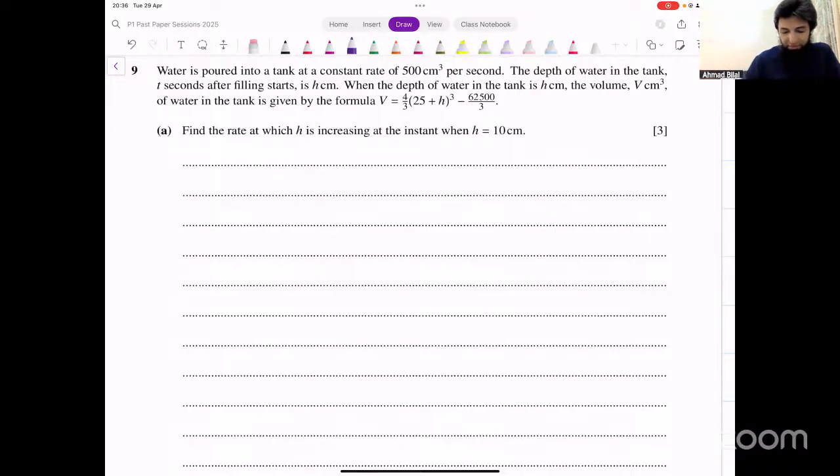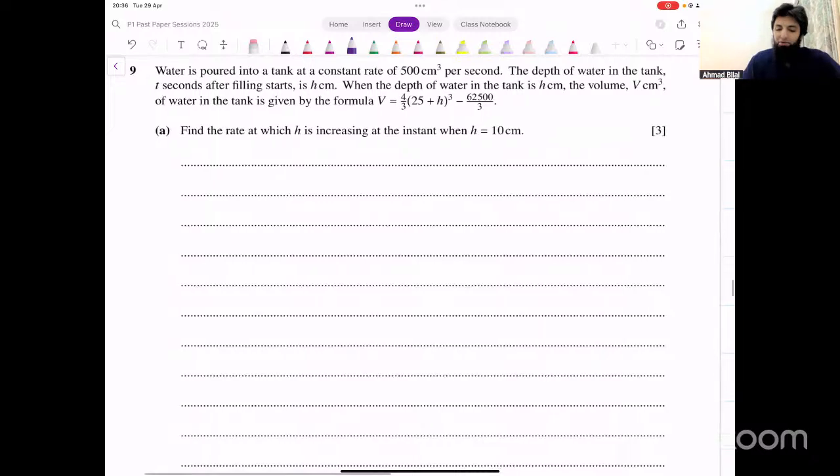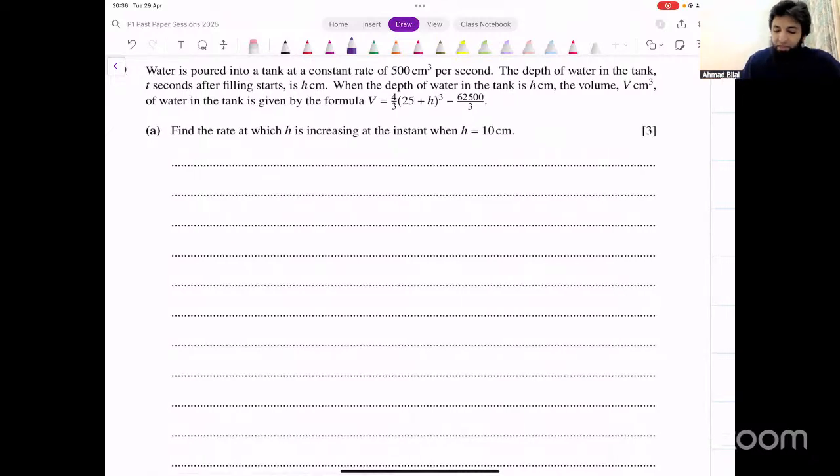Okay, let's have a look at this now. We did this in the revision workshop the other day. Now let's do it relatively slowly. Water is poured into a tank at a constant rate of 500 centimeter cube per second. The depth of water in the tank t seconds after filling starts is h centimeters. The volume is given by this formula.